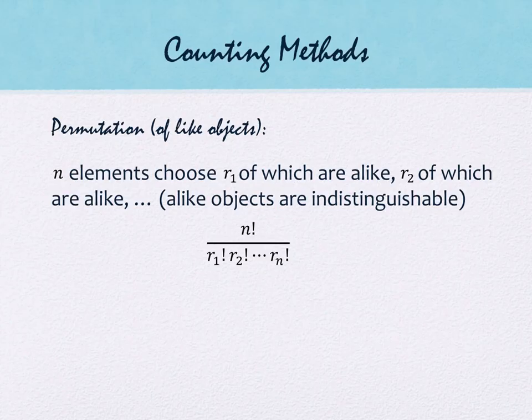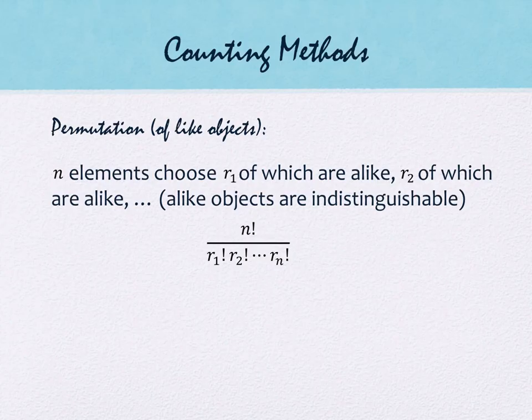The first one we're looking at is a permutation of like objects. Let's think about what that is in just a second, but let's just write the definition pieces down. We have n elements, r1 of which are alike, r2 are also alike, all the way up to rn alike objects. That's terrible English, I know. Objects that are alike, would be better, are indistinguishable.